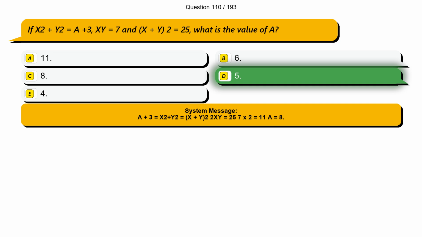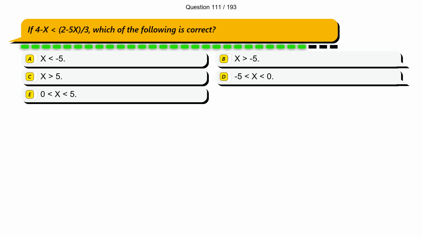Question 111. If 4x, 2-5x, 3, which of the following is correct? Option A, x minus 5, option B, x minus 5, option C, x greater than 5, option D, minus 5x less than 0, option E, 0x less than 5.